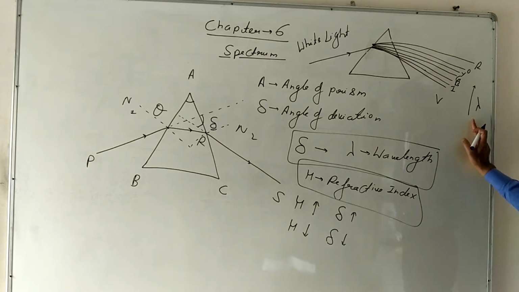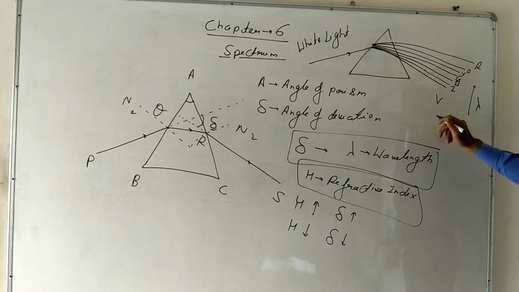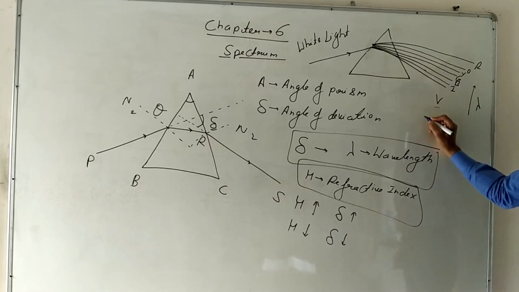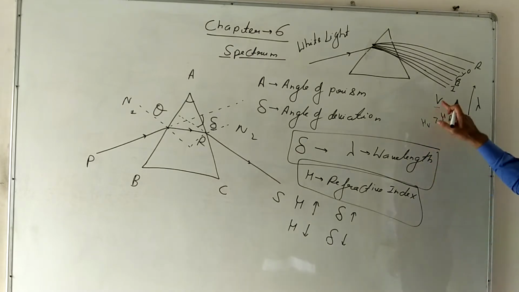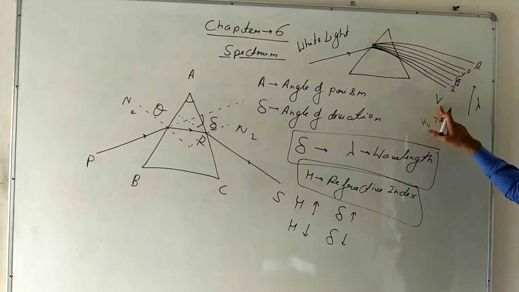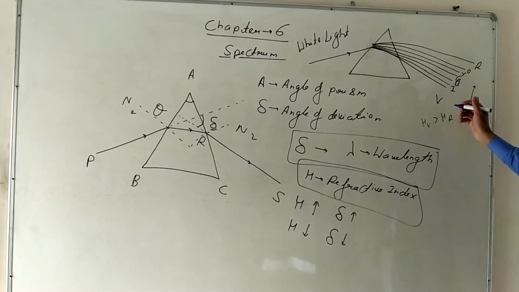As I told you, more the deviation, whose deviation is more? Obviously violet. So violet has more mu. So mu of violet is greater than mu of red. Why? Because it deviates maximum. Okay. So mu of violet is greater than mu of red. Is this clear?